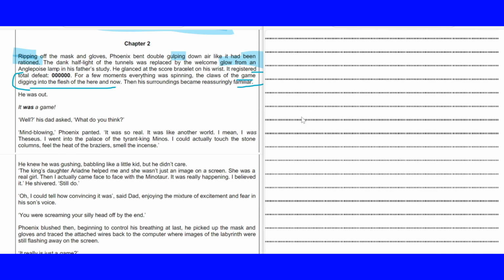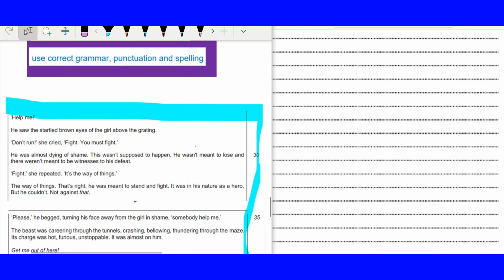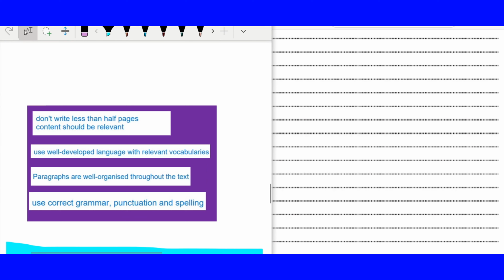Alright, so the tips for writing: don't write less than half a page, or try to write at least 1.5 pages. Content should be relevant. Use well developed language with good vocabulary. Paragraphs should be well organized throughout the text. Of course, you must use correct grammar, punctuation, and spelling.